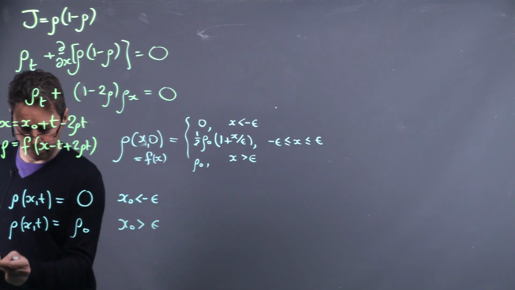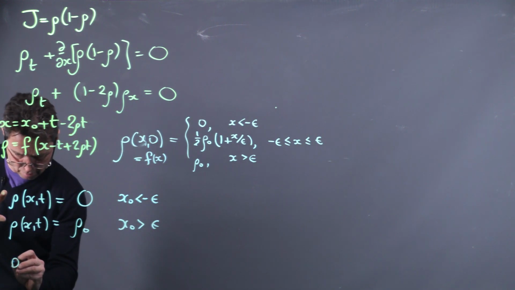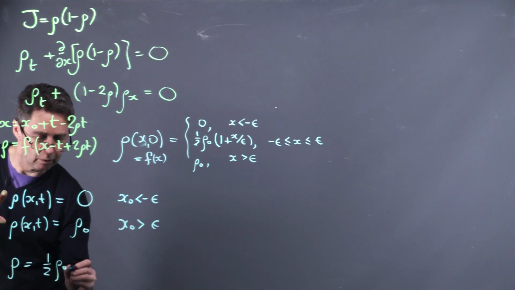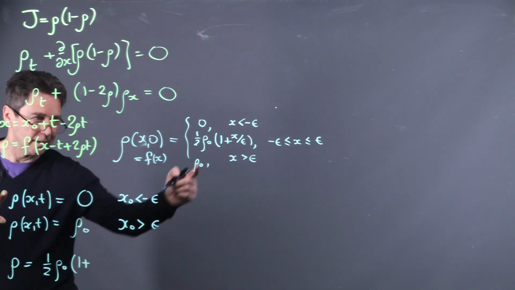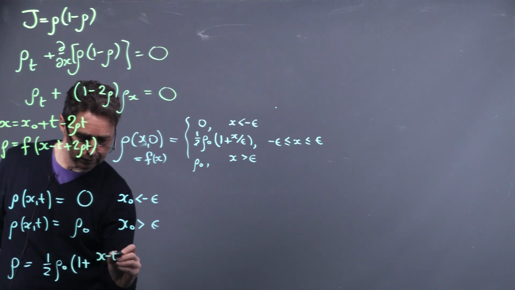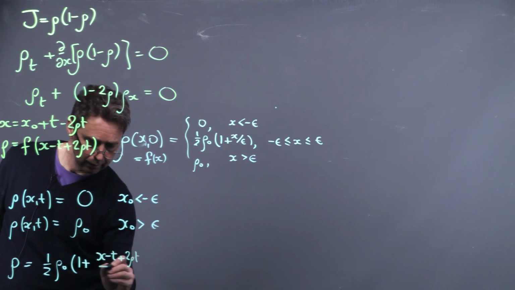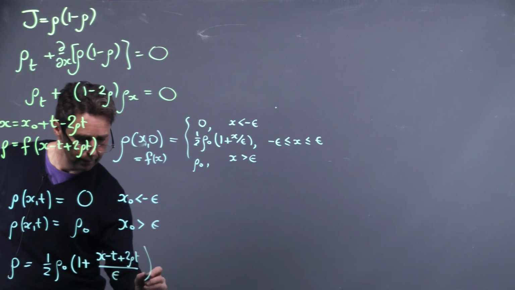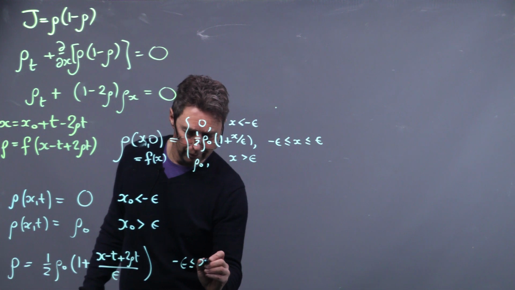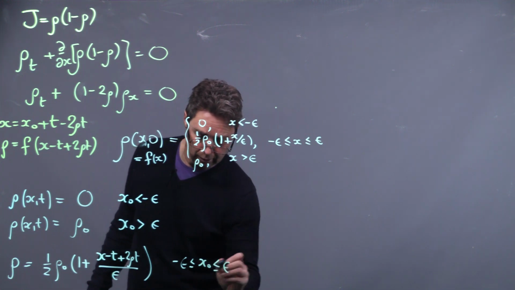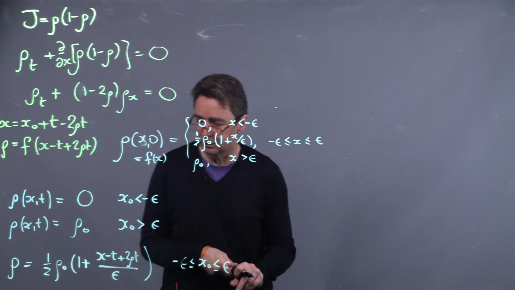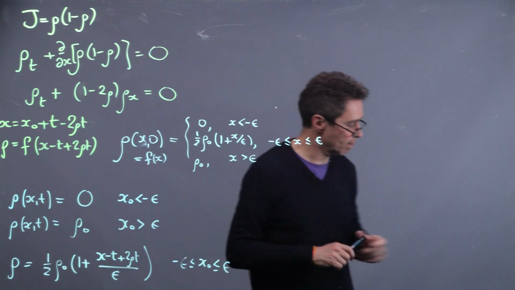And this part here tells us that rho is equal to 1/2 rho 0, 1 plus, now that's x0 I get from here, so that's x minus t plus 2 rho t divided by epsilon. That's between minus epsilon and x0 and epsilon. Right, so that's the initial condition now translated to the full solution in view of that.